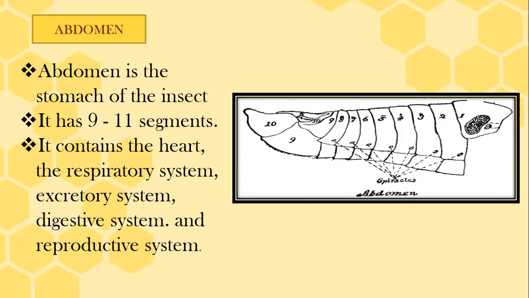Okay, now what other things are there in the abdomen? The abdomen contains the heart, the respiratory system, the excretory system, the digestive system, and the reproductive system. So this was about the abdomen. I hope you understood. Let's move on to the next part.